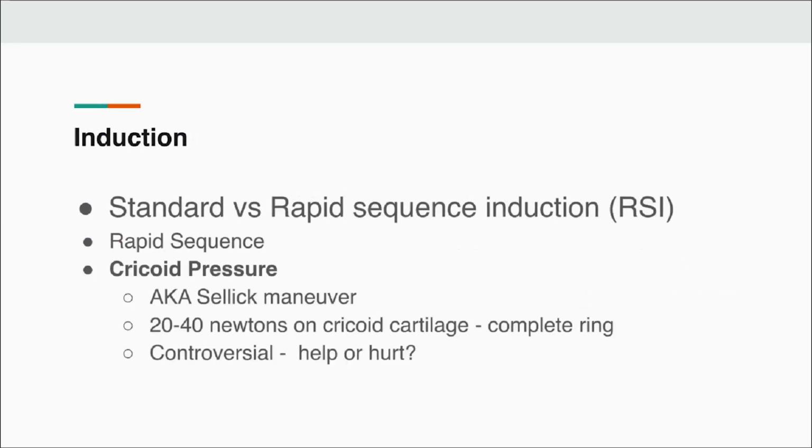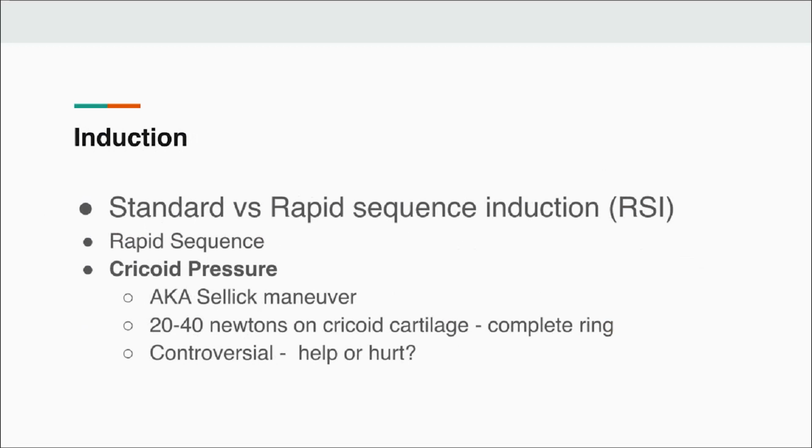The cricoid pressure is also known as the Sellick maneuver. What it really is, is 20 to 40 newtons pushed on the cricoid cartilage, which is a complete ring. That complete ring pushes posteriorly on the esophagus and helps to prevent any type of gastric contents from coming up and into the oropharynx.